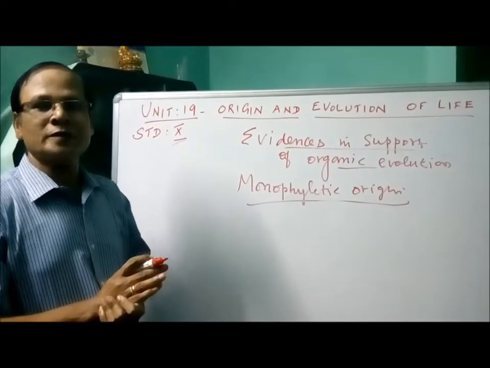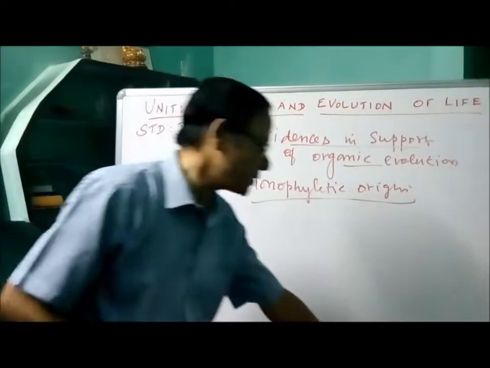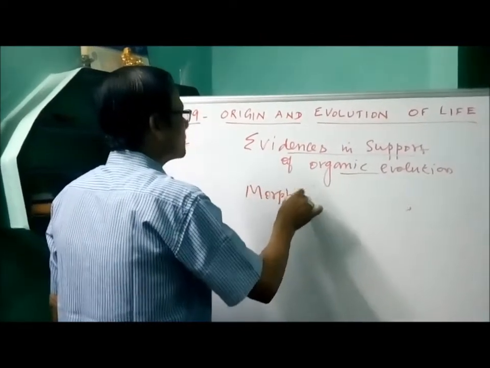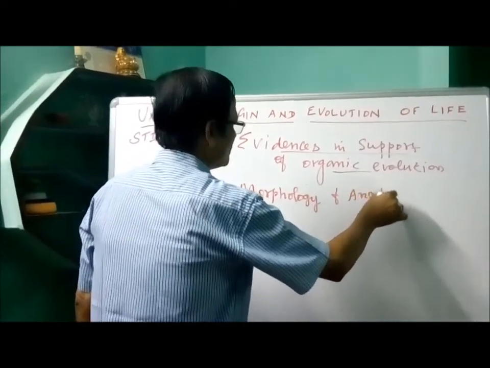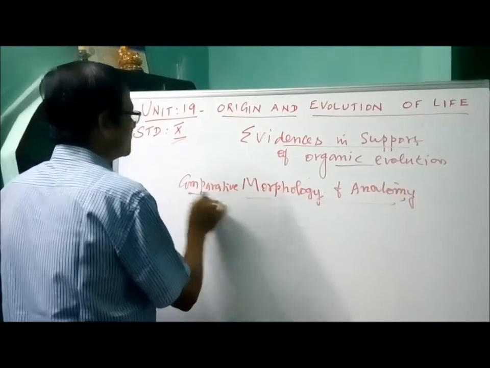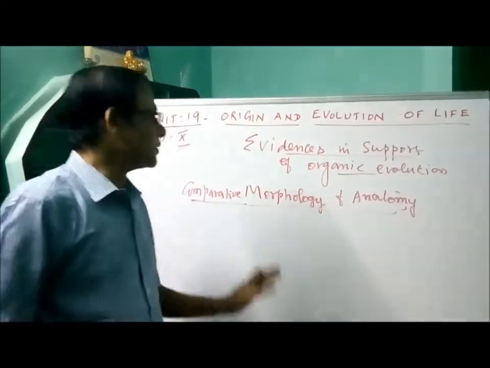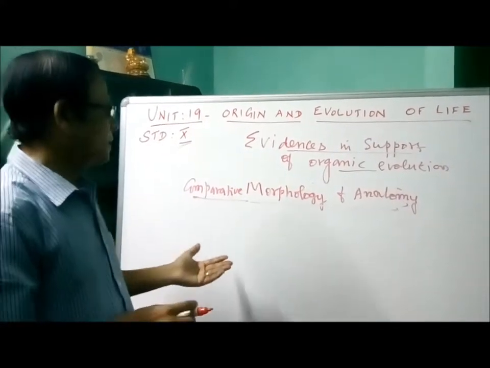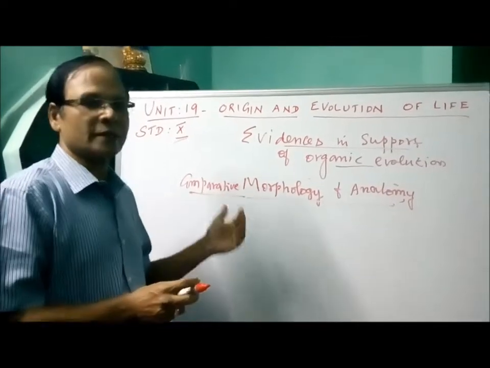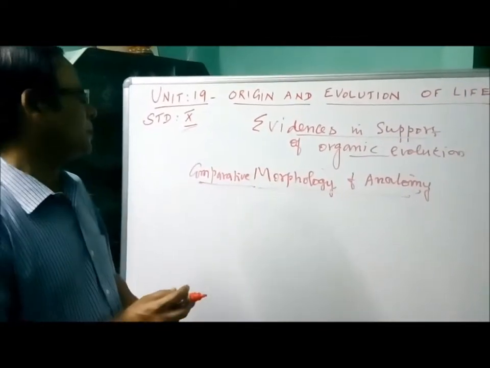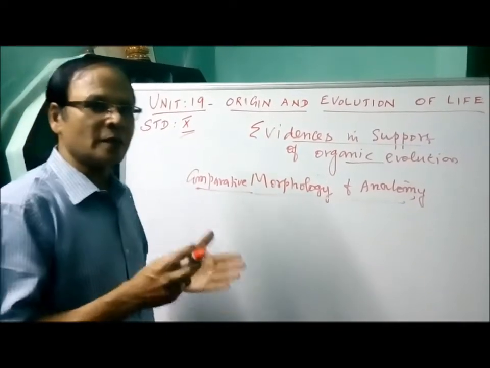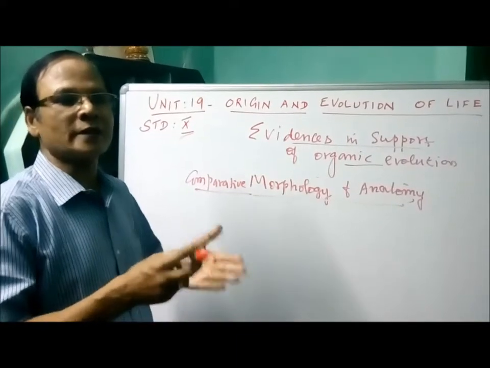Now let's take the first one, evidences from comparative morphology and anatomy. This is number one. The study of comparative morphology and anatomy normally explains that organisms have a set of common characters, a set of similarities in their characteristics. In this one, we have to study different types of organs which show the similarities between the existing organisms and the past extinct organisms.